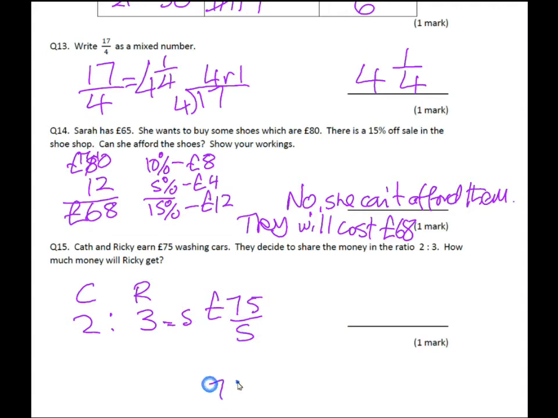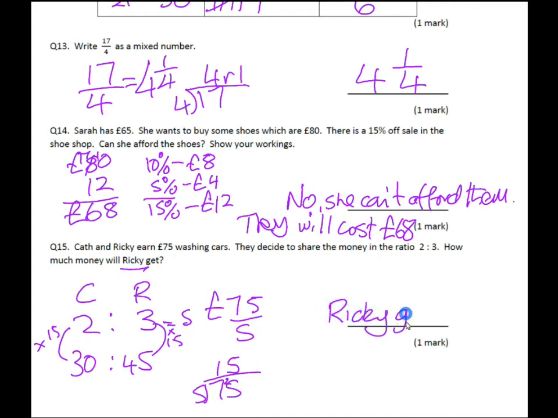So 75 divided by 5 goes in once, remainder 2, 5 goes into 25 5 times. So our scale to go back to our ratio is 15. So 2 times 15 is 30 for Kath, and 3 times 15 is £45 for Ricky. So the question's asking, how much money will Ricky get? Ricky gets £45, and that's worth 1 mark.